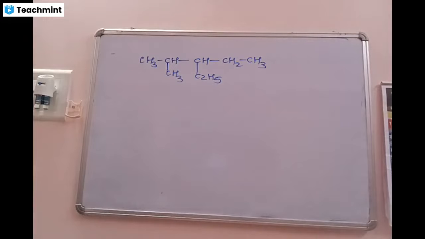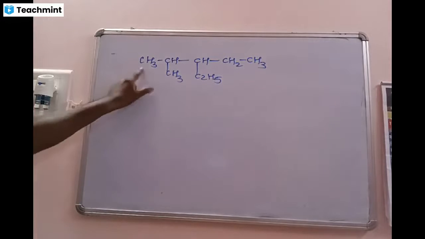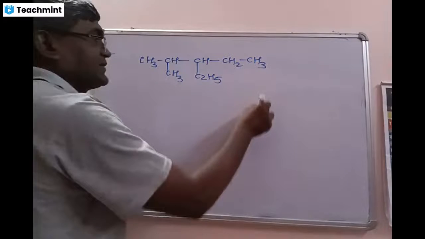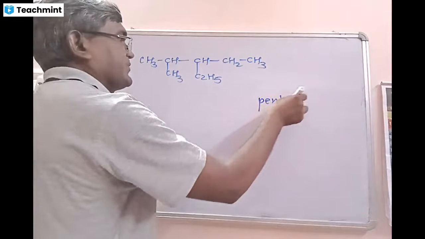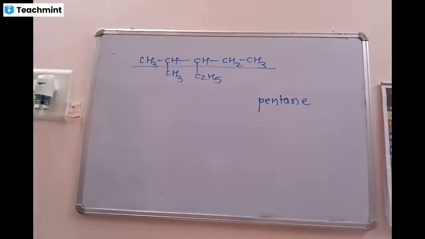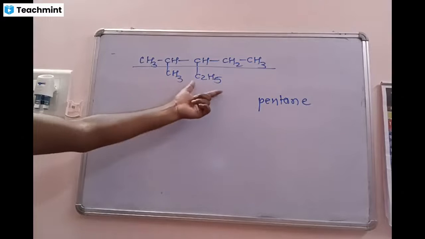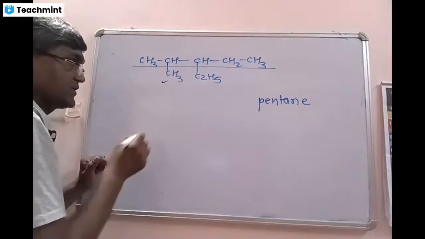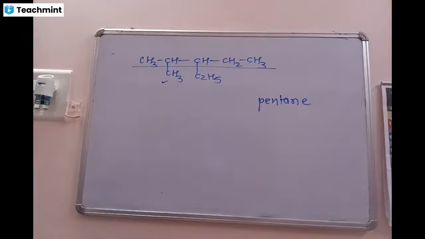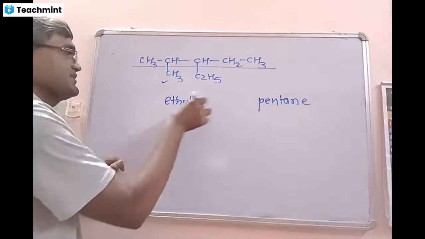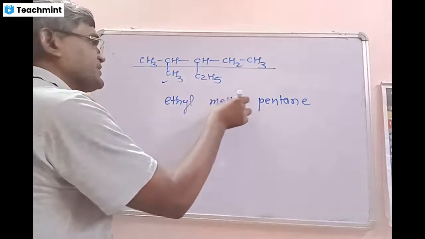Okay. Now select the longest chain. 1, 2, 3, 4, and 5 carbon atoms are there. So again you have to write pentane. Okay, correct. So this is your chain. Now to this chain, two alkyl groups are there. This one is known as ethyl, correct? And this one is methyl. So which name should be first? Ethyl. Alphabetically, ethyl should be first and then methyl.